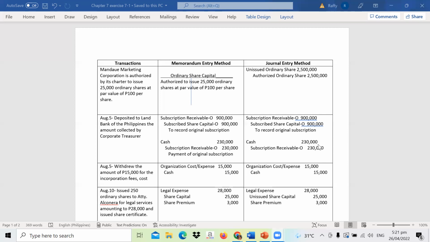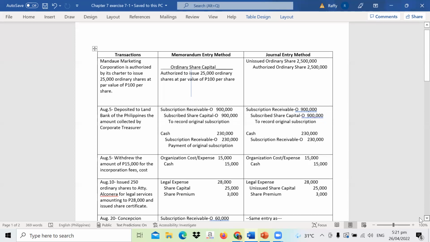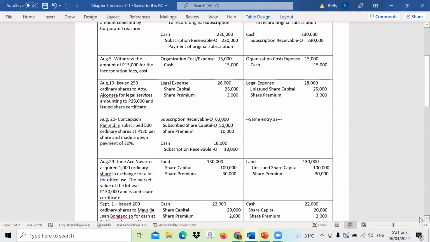Okay. Now, on August 10, you have here a transaction: issued 250 ordinary shares to Attorney Alconera for legal services amounting to 28,000, and issued share certificate. Again, this is an example of issuance of shares in payment of service or liability. Again, you will base your amount on the amount of the service, or the amount of the liability.